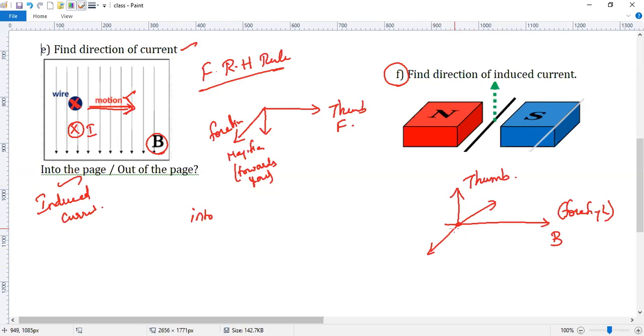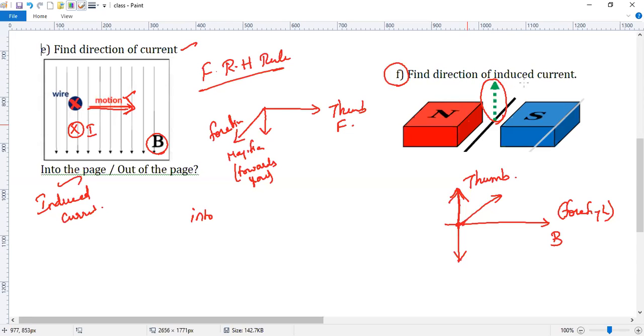It is away from you. So thumb up, forefinger towards your right, you can see that your middle finger is pointing away from you. So away from you, is it into the page or out of the page? Into the page means the in direction. Out of the page is where the motion actually happens, because the conductor moves above the paper.